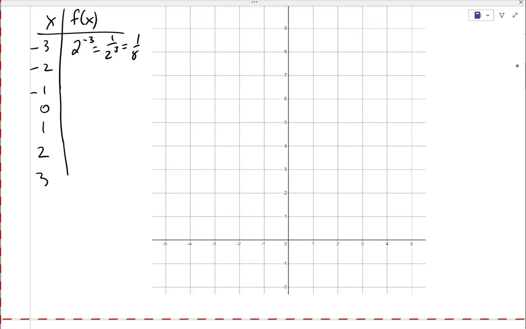So what do you get when you put in -2? You get 1 over 4, right? You get 2 to the -2, which will be 1/4. The next one, 2 to the -1, will be a half. Good. 2 to the 0 power will be 1. And then 2 to the first is 2. 2 squared is 4. 2 cubed is 8.